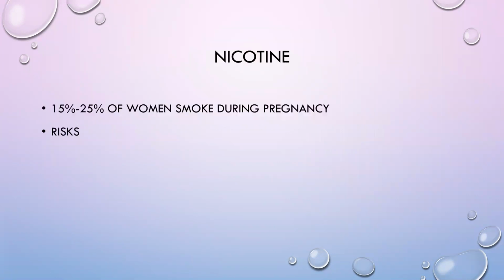Nicotine: 15 to 25% of women smoke during pregnancy. This leads to very small for gestational age babies and intrauterine growth restriction. Nicotine has many carcinogenic toxins that are transmitted to the baby.